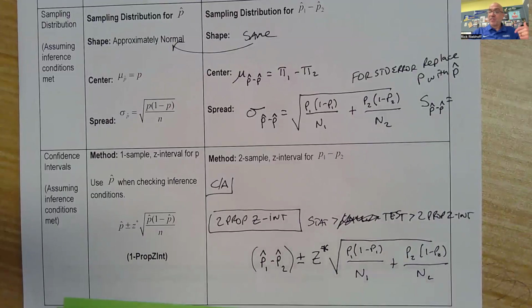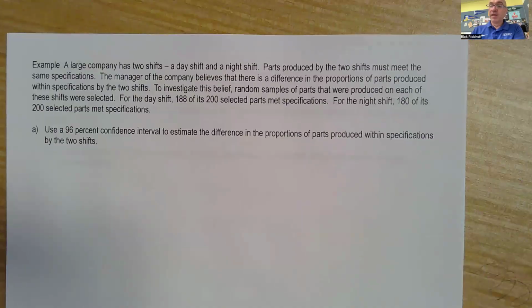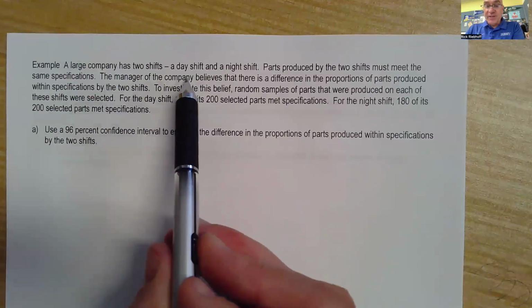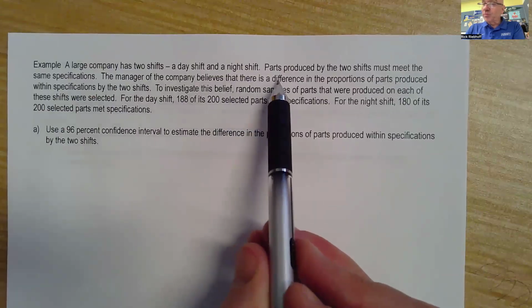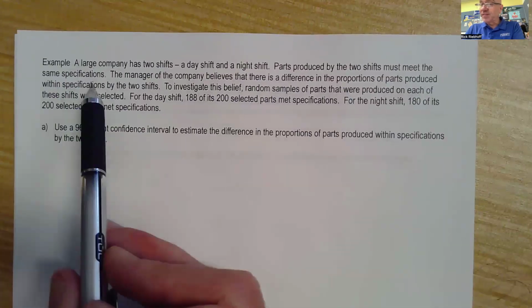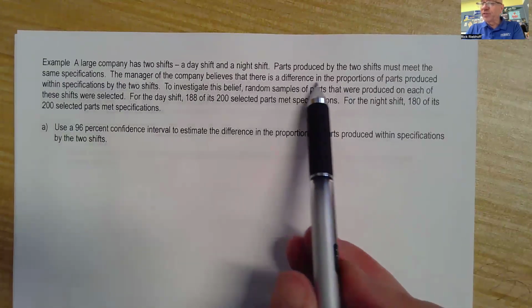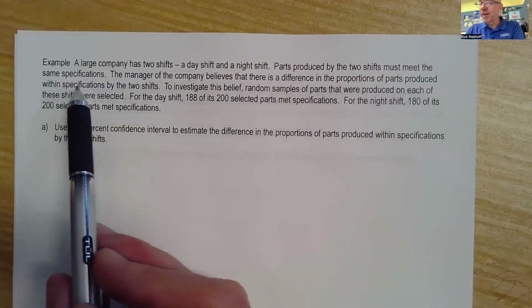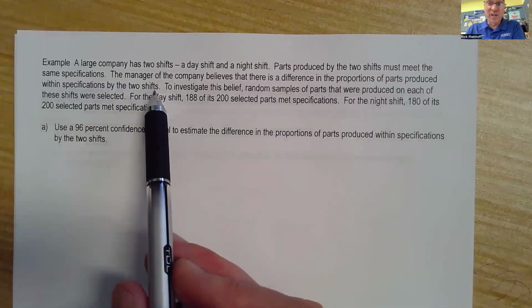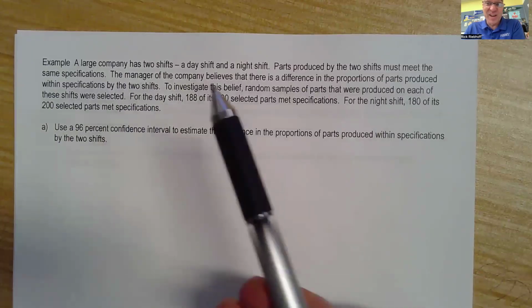Again, formulas, you can do it by hand, but you're not going to have to. We're going to see that on the next slide. Here's our example. A large company has two shifts, a day shift and a night shift. Parts produced by the two shifts must meet the same specifications. The manager believes there's a difference in the proportion of parts produced within specs by the two shifts. Thinks one group is doing better than the other, wants to find out.